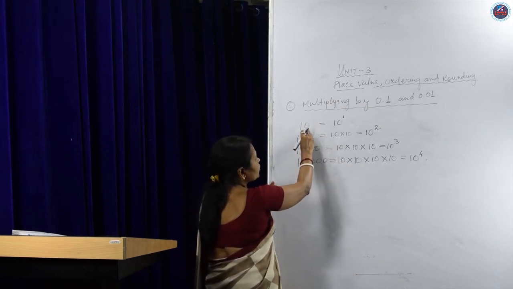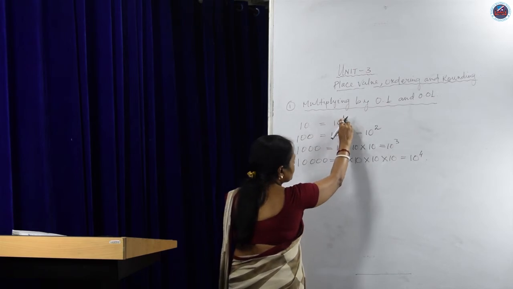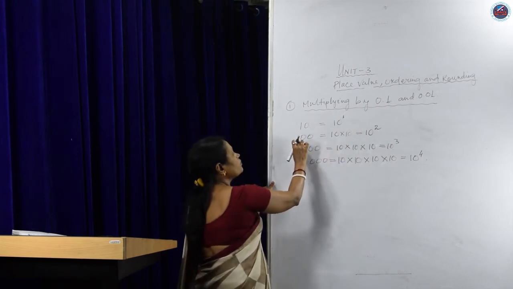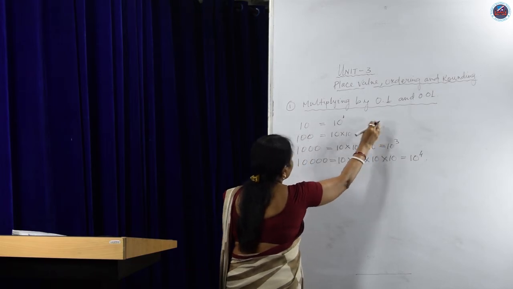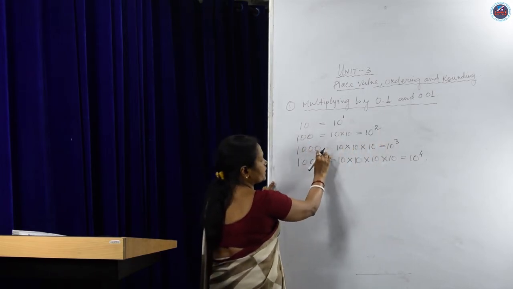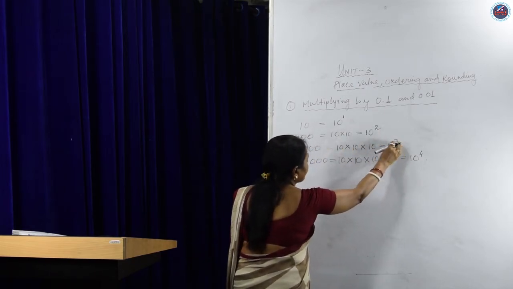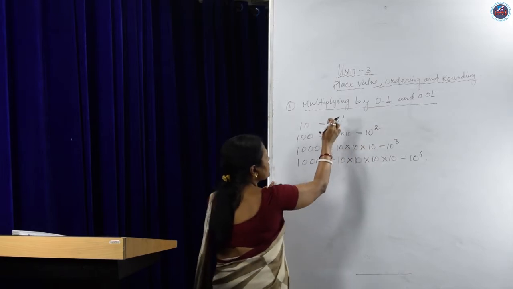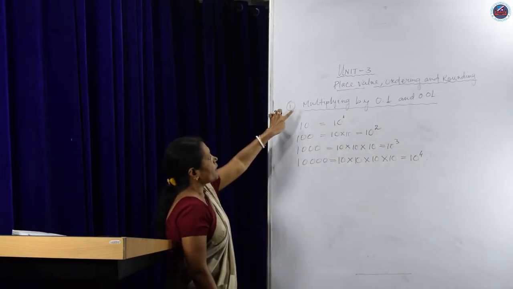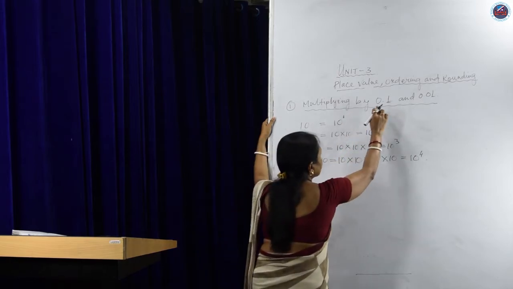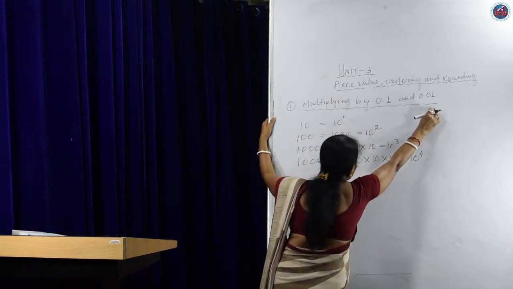Here 1 follows only one 0, the power is 1. Here 1 follows 2 zeros and the power is 2. Here 1 follows 3 zeros, so the power is 3. Likewise, it comes 1, 2, 3, 4. So today's subtopic is multiplying by 0.1 and 0.01.